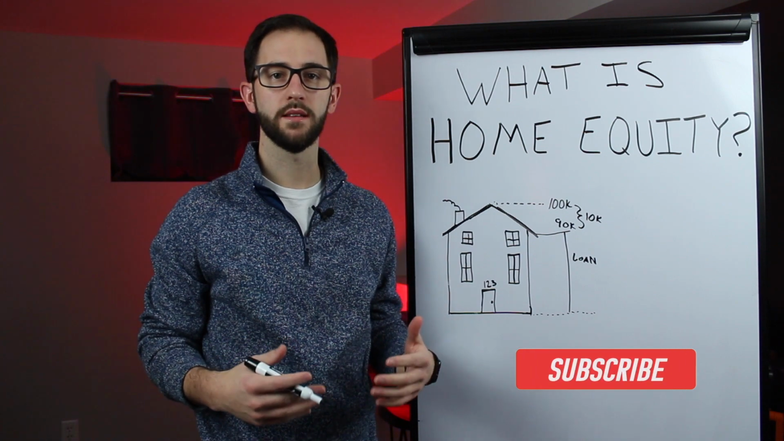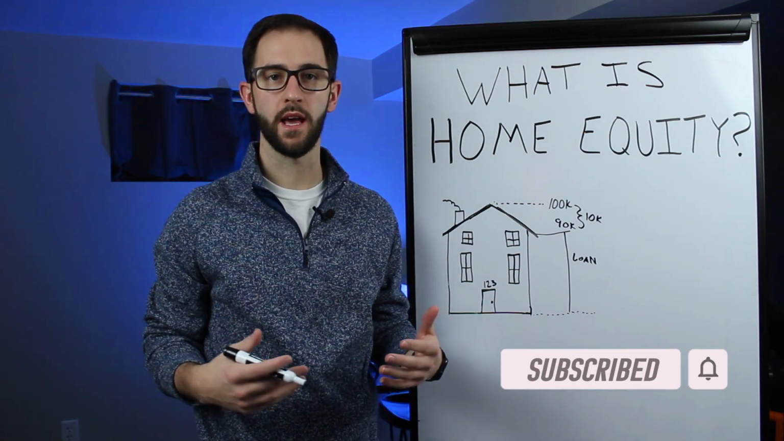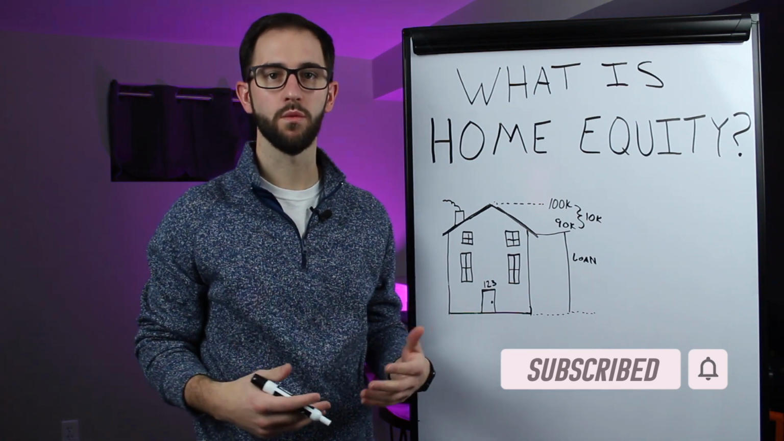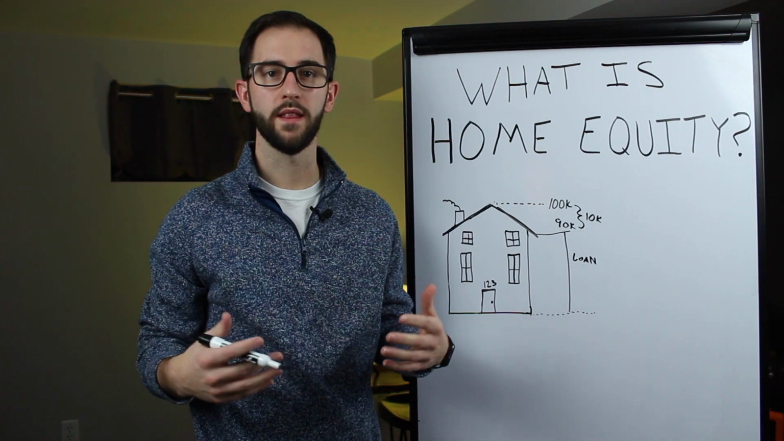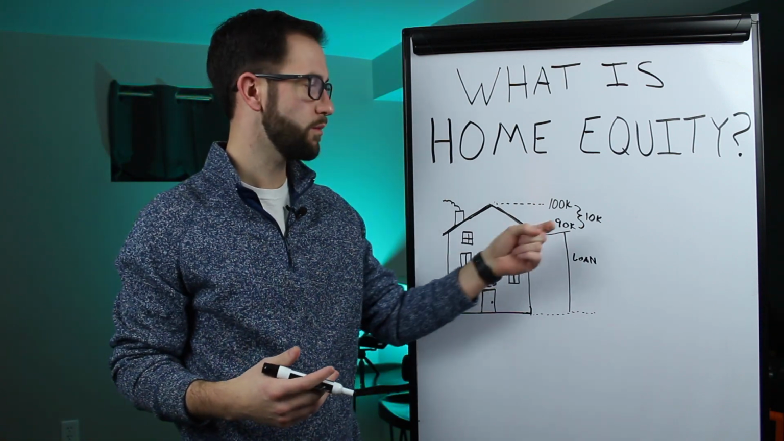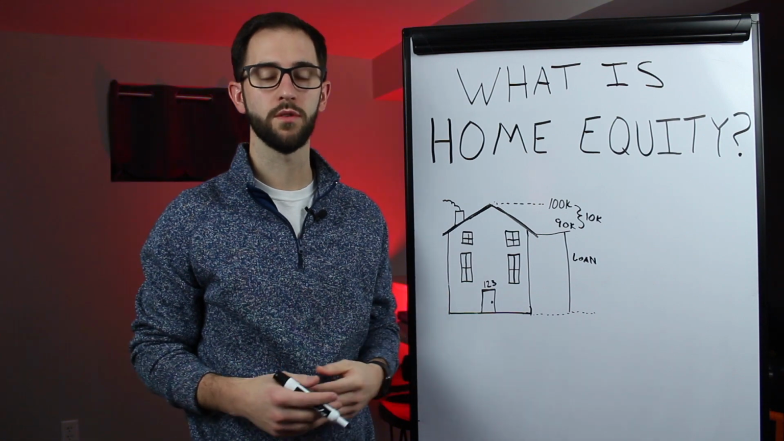Alright, so how do you get it or how do you build it? There are two primary ways that equity establishes itself. One is natural and the other is forced. So first we'll talk about the natural way that equity is built. So like we said before, $10,000 is your equity position on day one when you first buy the home.